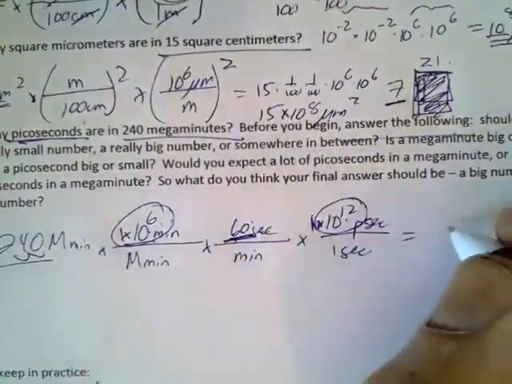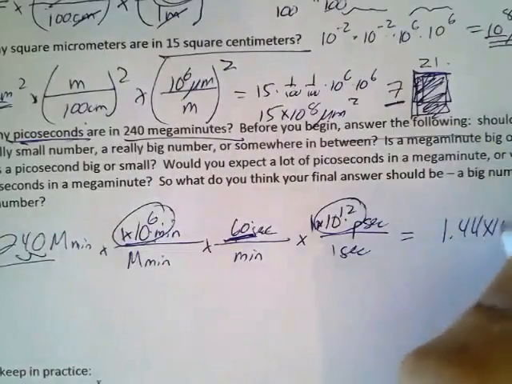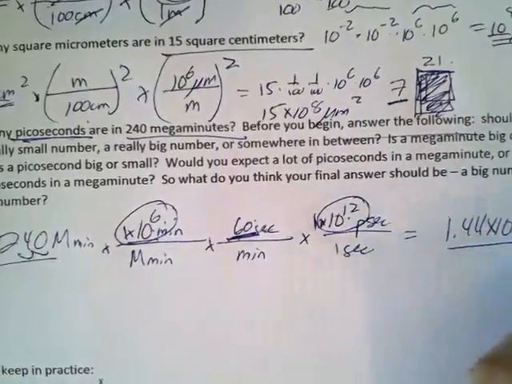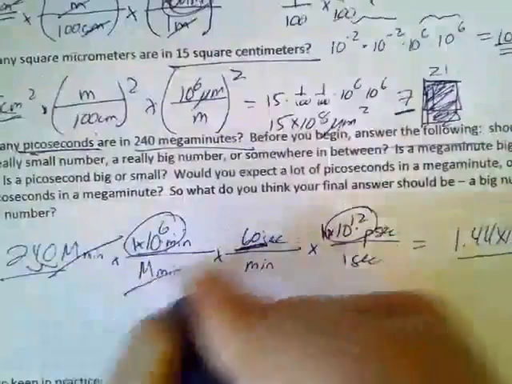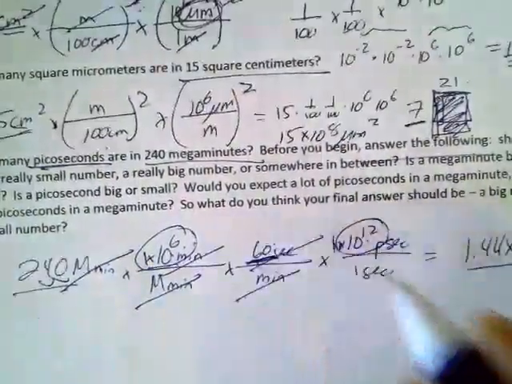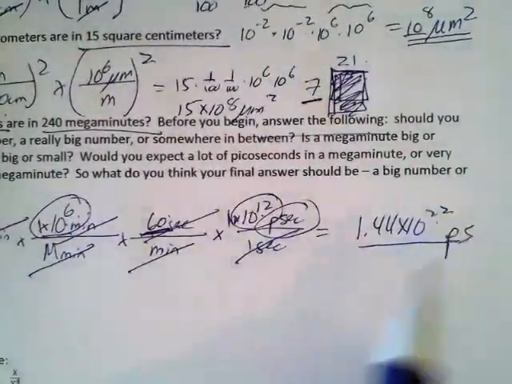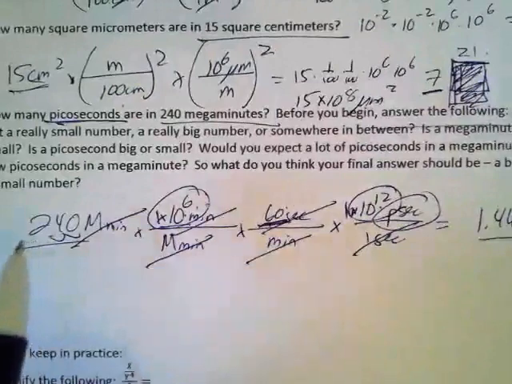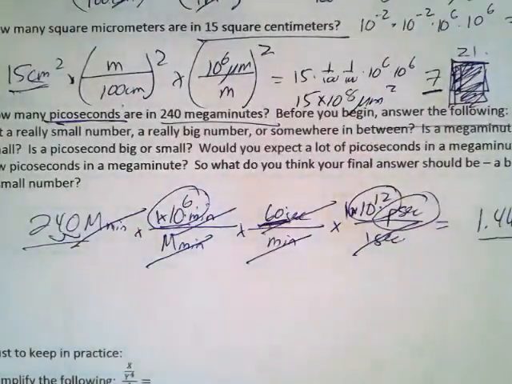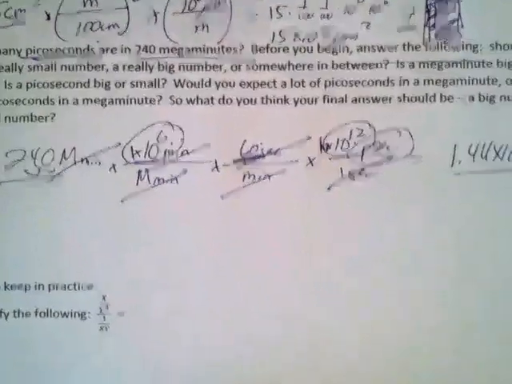And in fact, when we do that, we get 1.44 times 10 to the 22nd picoseconds. Megaminutes cancels megaminutes. Minutes cancels minutes. Seconds cancels seconds. We are left with an answer in picoseconds. And the 1.4 and the extra place comes from the fact that 2.4 times 6 would give us 12, which is bigger than 10, so it shoves the decimal place one more place over.